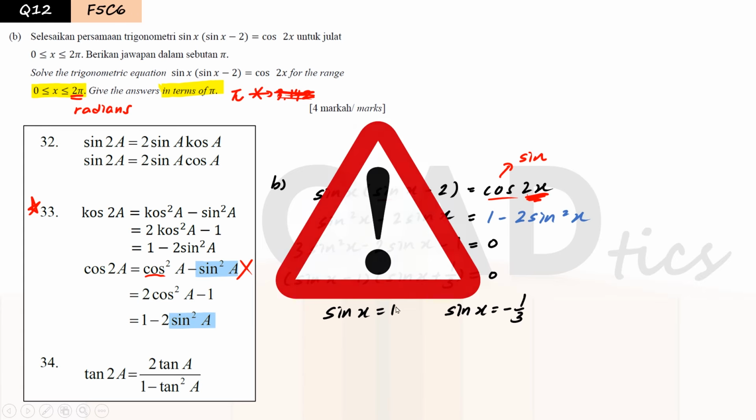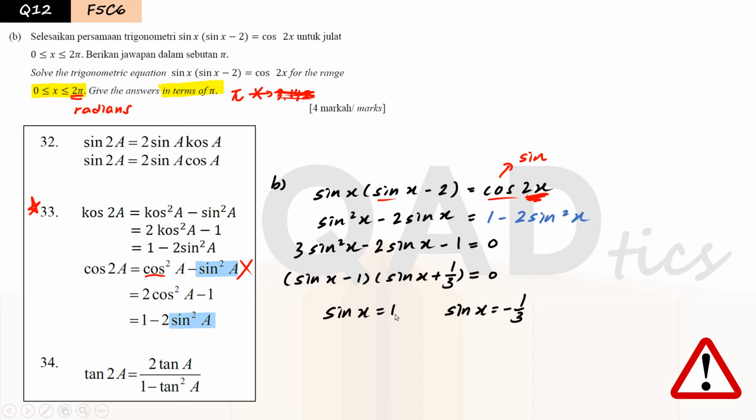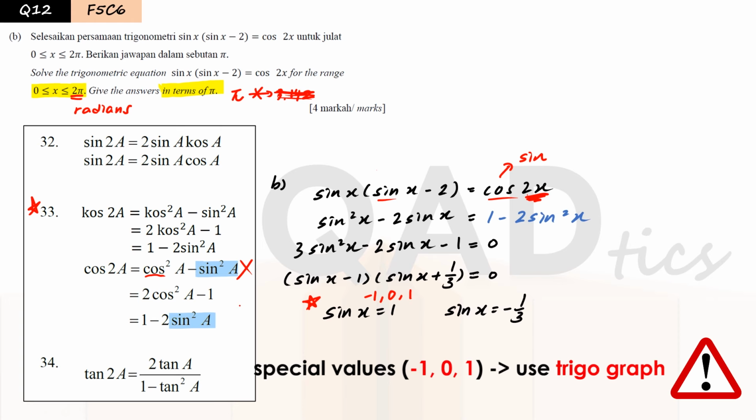Alright, so for the first one, the value is 1. So this one we need to take note. If we see values that have negative 1, 0 or 1, we need to take note because the x values cannot be found through calculator. It is found through our graph. Alright, so we need to recall back the sine graph. So sine graph is something like this, right? Where 1 would be here and negative 1 would be here.